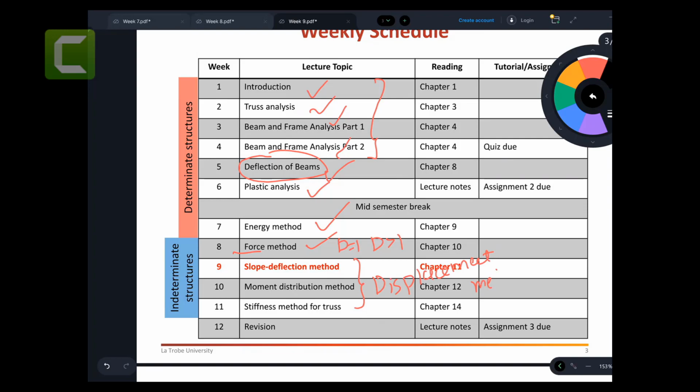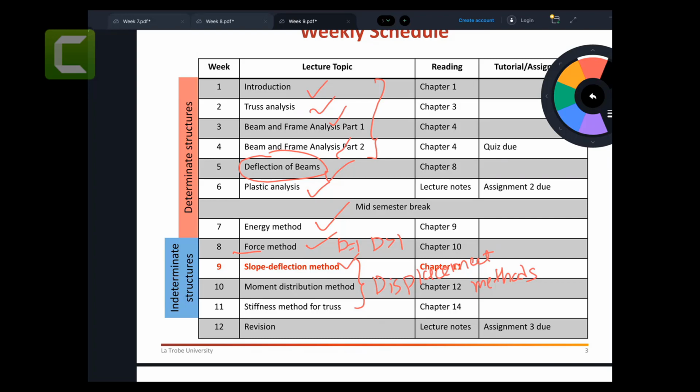Within these displacement methods, the first method is the slope deflection method. So there is a big group of methods that fall under the displacement methods and the force methods. The force methods we already finished, but from this week we are starting the displacement methods. In the displacement methods, the subcategory is the slope deflection method. The moment distribution method next week is also part of the displacement methods, and the stiffness method in the following week, week number 11, is also part of the displacement methods.